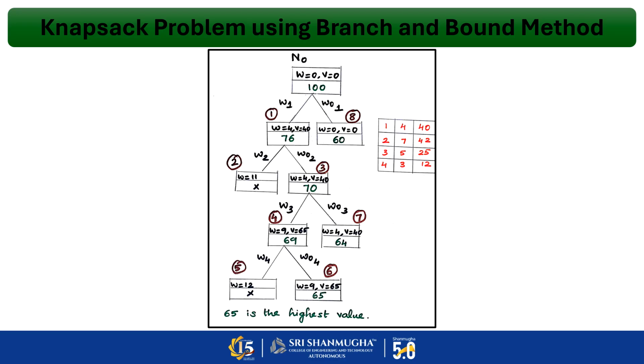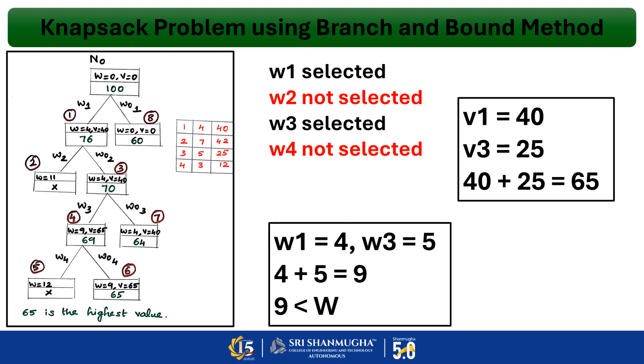So after constructing the full tree, now you can just go through and see which is the feasible value. Okay, so when you look at that diagram, we can find that 65 is the highest value. So you can conclude that 65 is highest. You may wonder how 65 is the highest. Okay, let me explain. Now look at the constructed state space tree.